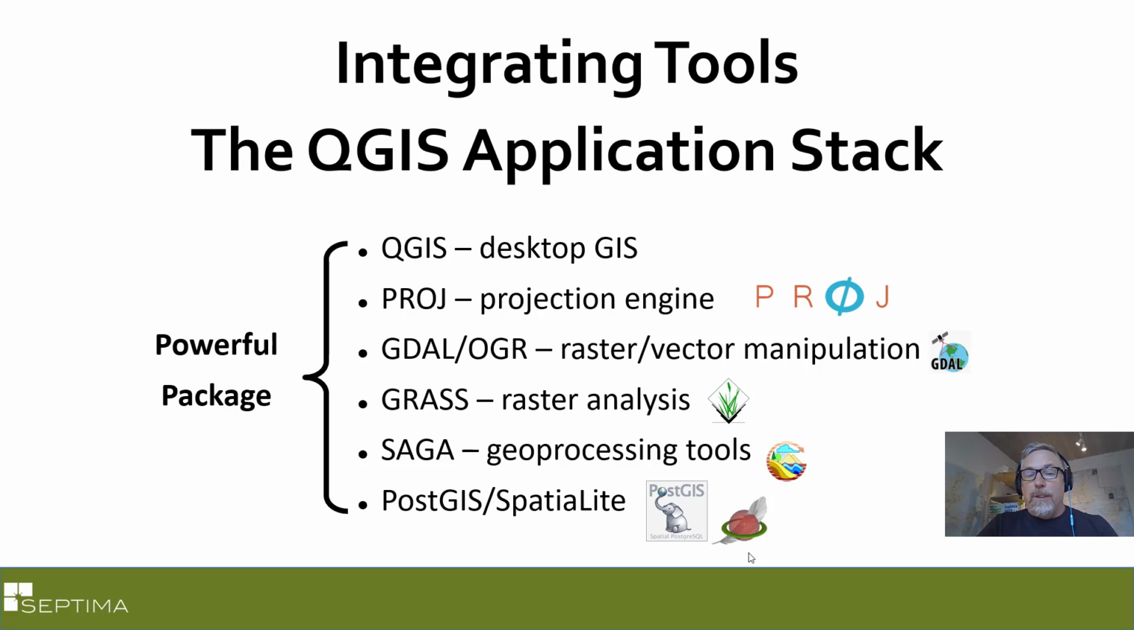There's a couple of processing software, GRASS and SAGA, and these are both standalone GIS packages like QGIS in their own right, but QGIS can incorporate the processing tools for both of these into the QGIS toolbox. So you can access all the GRASS and SAGA geoprocessing tools from the QGIS toolbox without having to learn how to run GRASS or SAGA. So it's very handy. And then QGIS also has full support for the PostGIS and SpatiaLite spatial databases. So when you combine all of this, it becomes very powerful.